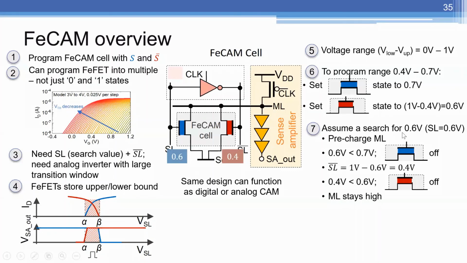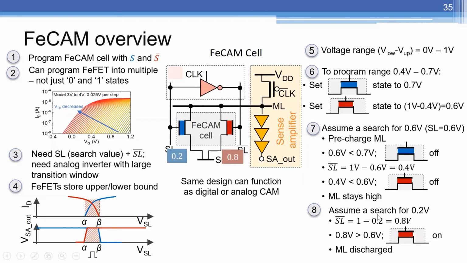Assume we have a search for 0.6 volt. We first pre-charge the match line. And then since 0.6 volt is smaller than 0.7 volt, the blue device is turned off. And since the search line bar equals 1 volt minus 0.6 volt, which is 0.4 volt, it is also less than the threshold voltage of the red device, 0.6 volt. Therefore, the two paths from the match line to the ground are turned off. The match line will stay high, indicating a matched condition of the FeroCAM.